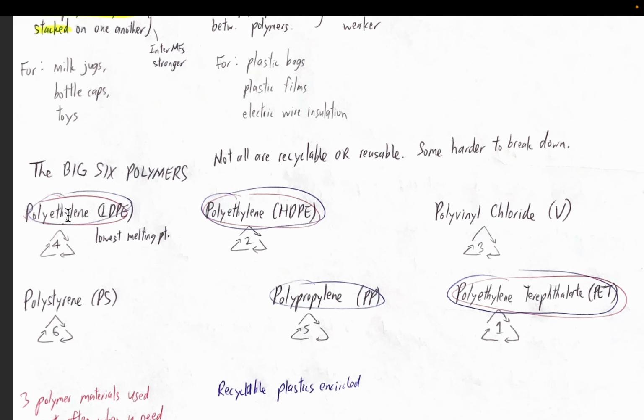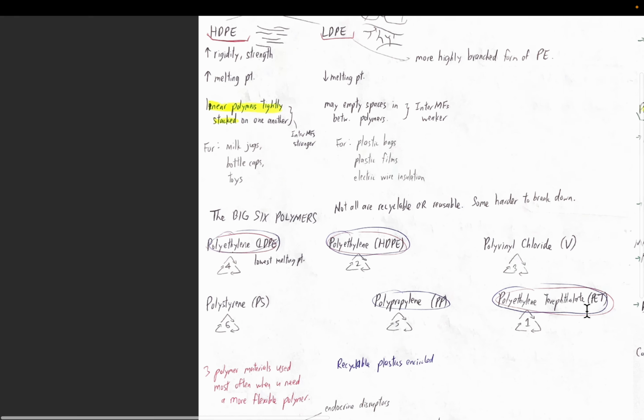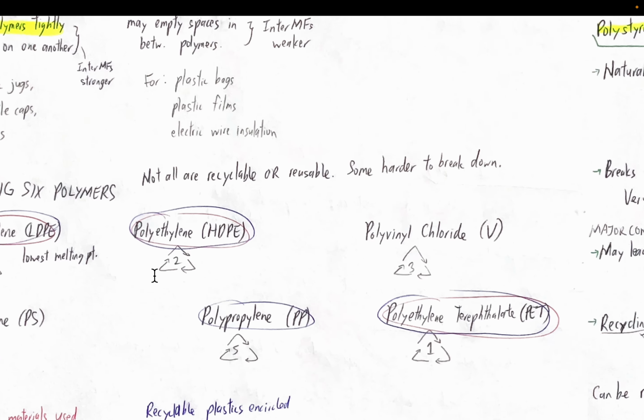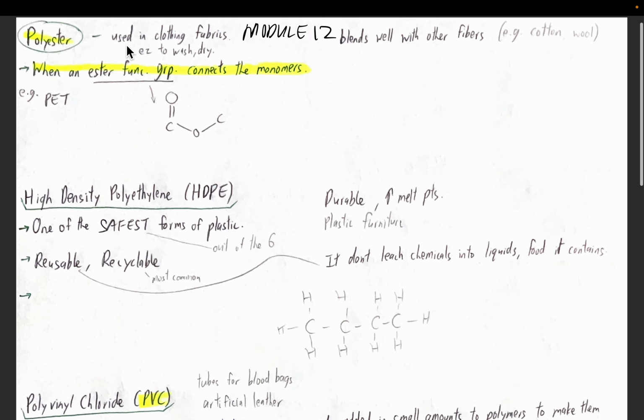Polyethylene, the low density and high density types, polyvinyl chloride, abbreviated here as V, although you can also abbreviate it as PVC to be complete and to be safe. Also polystyrene, polypropylene, PP, polyethylene terephthalate, or PET. Sorry, this has been mentioned earlier actually, if you recall. It's an example of a polyester, I think. Yeah, there. Polyester example, PET.